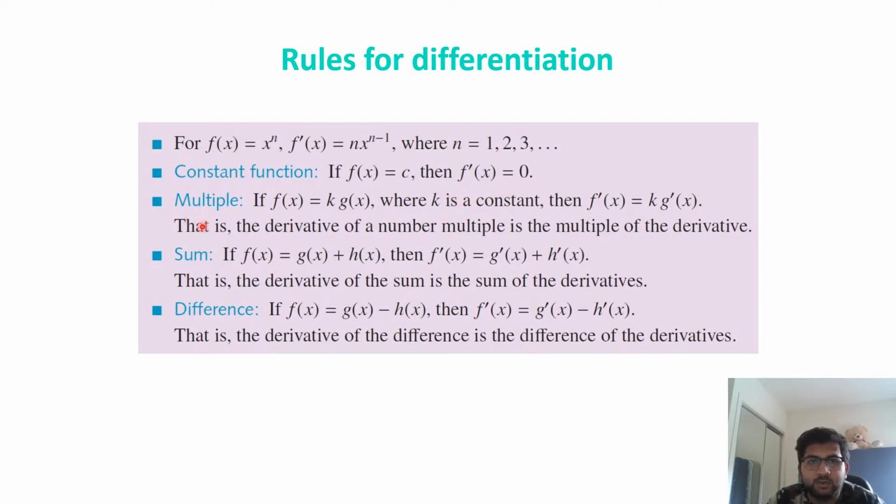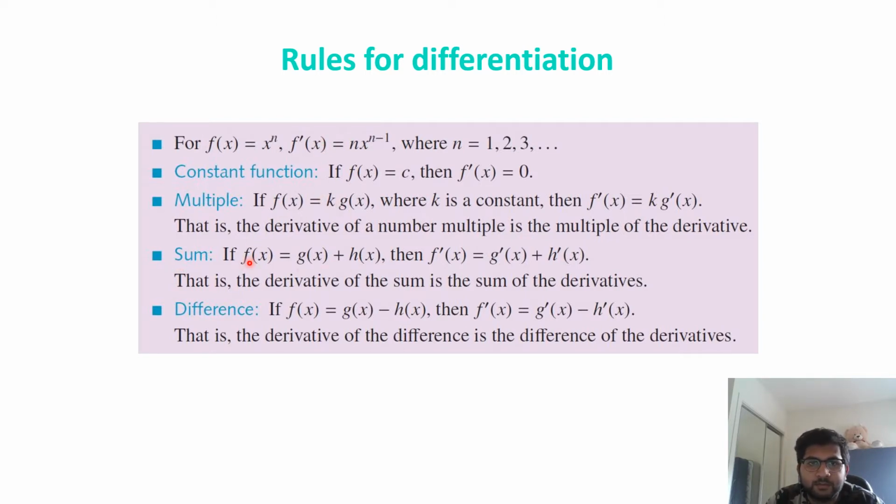The multiplication rule: if f(x) equals k times g(x), where k is a constant and g(x) is another function, like 5 times x squared, then you apply this rule. The differentiation of that is k times the differentiation of the function. So the constant doesn't change. That is, the derivative of a number multiple is a multiple of the derivative. The sum is the same thing.